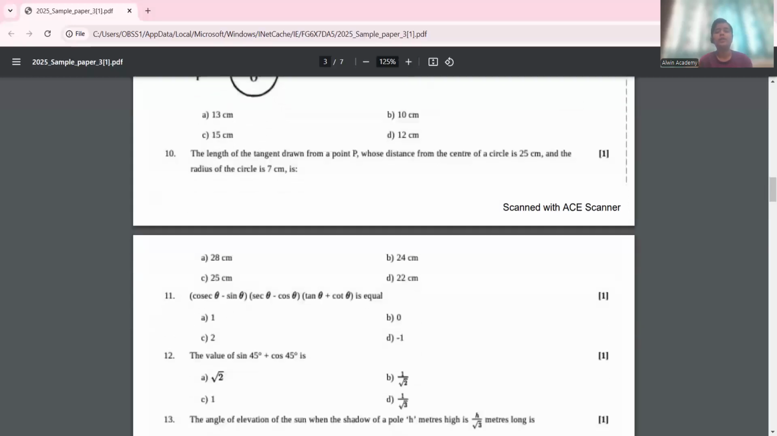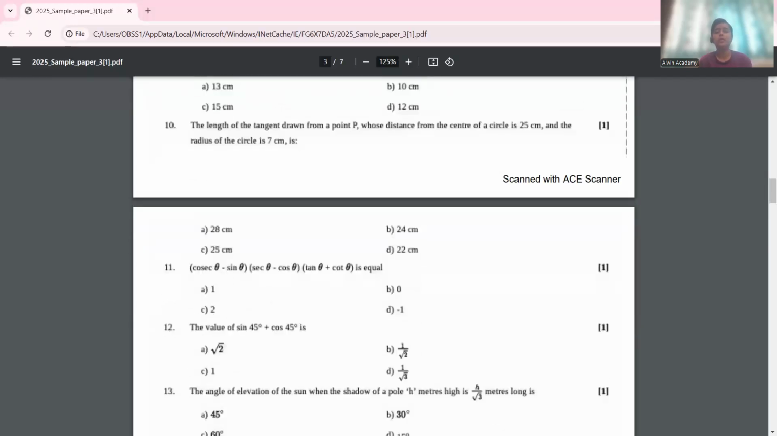The length of the tangent drawn from a point P whose distance from the center of a circle is 25. Now I'll again draw a circle. The distance is 25, so this length is 25, and the radius is 7. We have to find the length of this particular tangent. Again, it is applying Pythagoras theorem only, and we get our answer as B, 24.